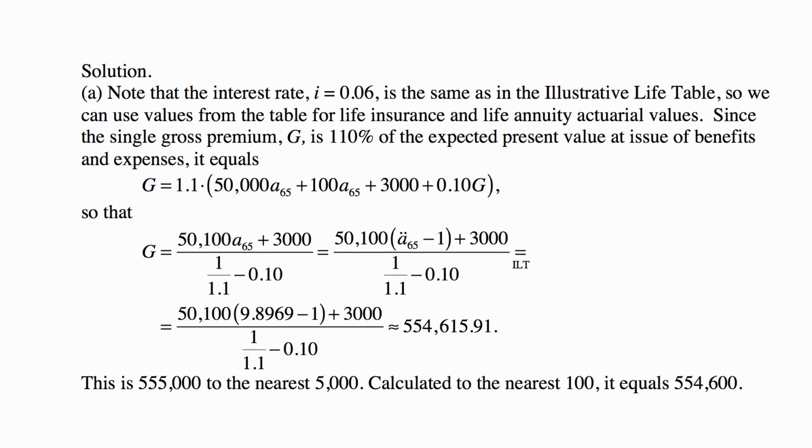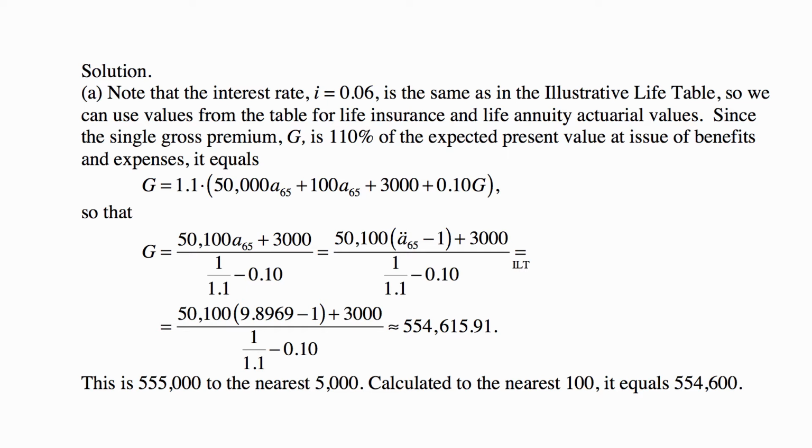So here's part A of the solution. An important thing to note immediately is that every time on the exam you see the words illustrative life table, check immediately if the interest rate that is given is 6%, because that's the interest rate used in the illustrative life table, and that means that if the interest rate is 6%, you can use all the annuity and life insurance single benefit premiums that are given in the table. And if the interest rate is not 6%, then you can only use the mortality data. All the other data is calculated assuming that the interest rate is 6%.